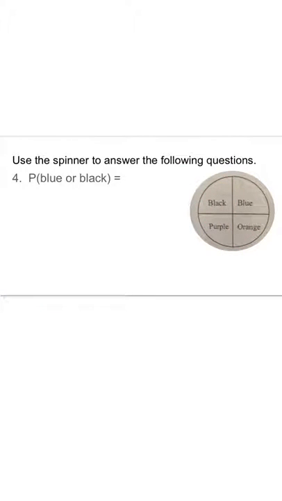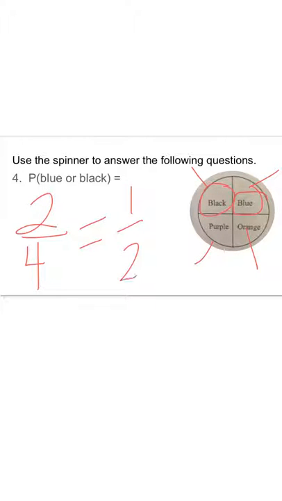Number 4, what is the probability of spinning blue or black? Again, you look at your possible choices. There are 4. Now we look at how many blue and black are on the board, and we have blue here and black here. There are 2 total. 2 fourths can be reduced to 1 half, so there is a 1 half probability of spinning blue or black.